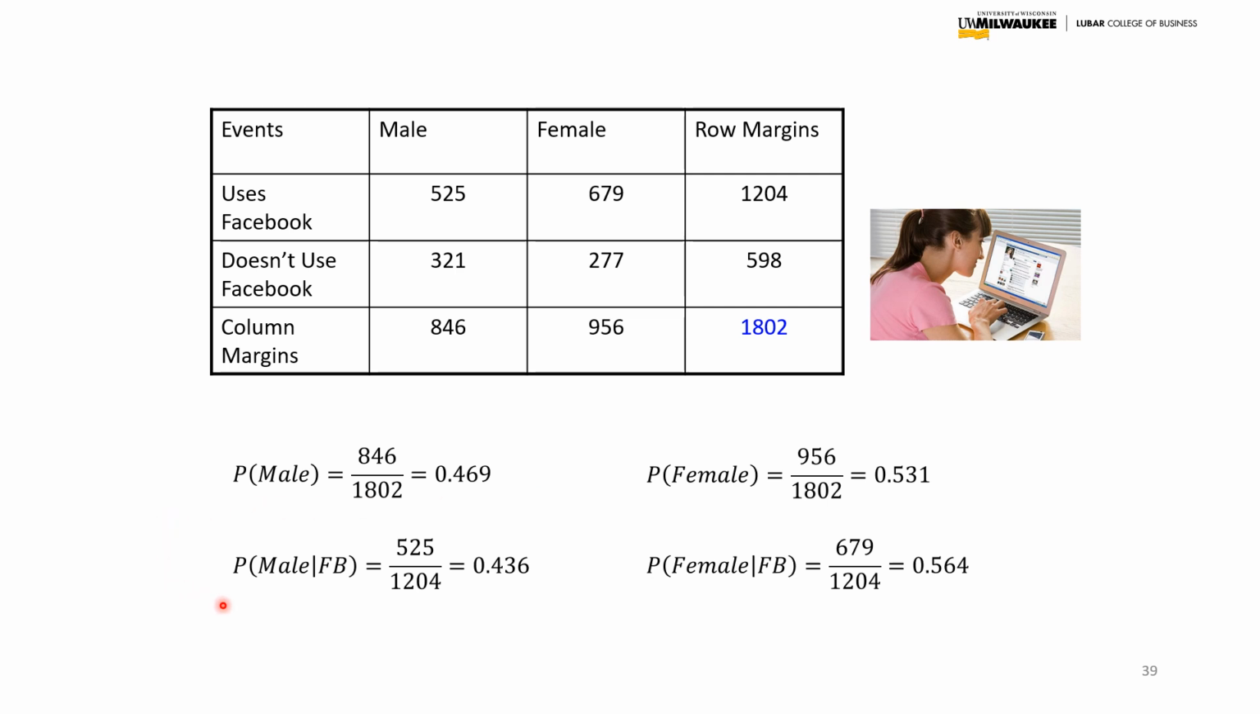But here's a more interesting question ultimately. What is the probability the individual is male given we know the individual is a Facebook user? That would be taking the 525 out of the 1,204, which would be 0.436. And what's the probability an individual is female given the individual is a Facebook user? That would turn out to be 0.564. So there seems to be a greater chance that an individual is female in the Facebook population. From a business perspective, this can suggest the type of advertising that might be directed to the Facebook platform.